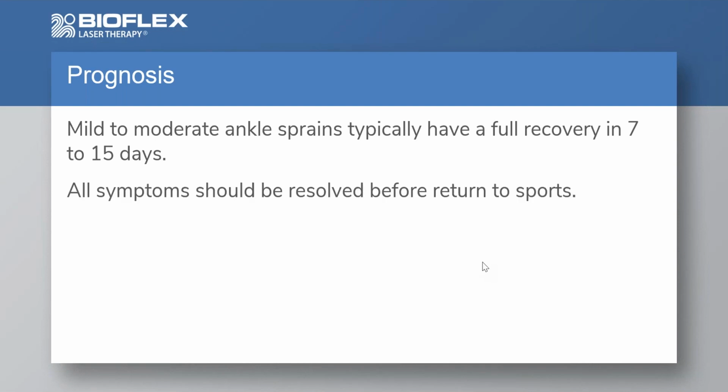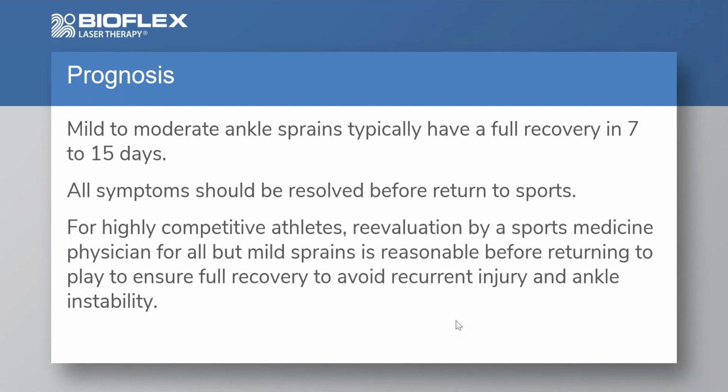The rule of thumb is before a patient returns to their sport or their activity, basically their symptoms should pretty much be resolved. So the last thing you want to do is be sending out a patient that still has significant pain or mobility issues. And then for highly competitive athletes, we're looking at making sure that these issues don't become chronic. You want to avoid recurrent injuries and ankle instability. So you want to make sure that they're definitely attended to with respect to that as well.